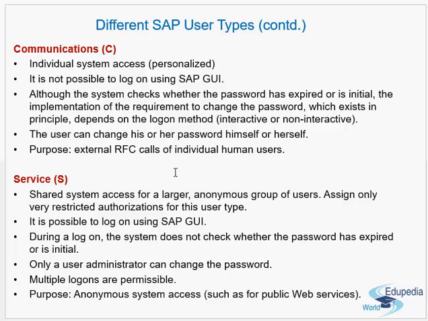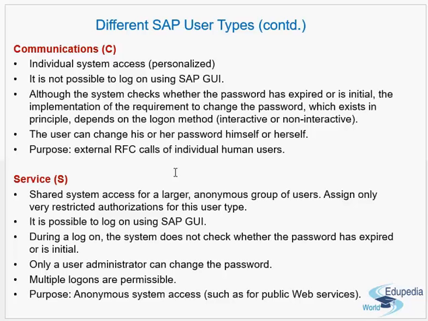So depending upon the logon method, if it's interactive, then the password restrictions are checked whether it's initial or expired. If it's non-interactive, then the password restrictions are not checked. Here the password can be changed by the user himself. And this is used for external RFC calls of individual human users. And here also you cannot log in directly to a SAP GUI. Now, a service user ID.